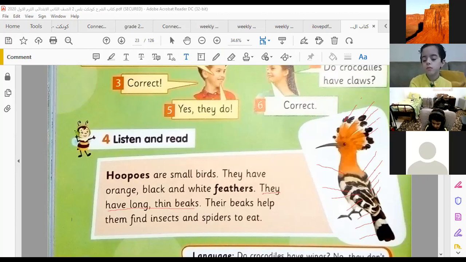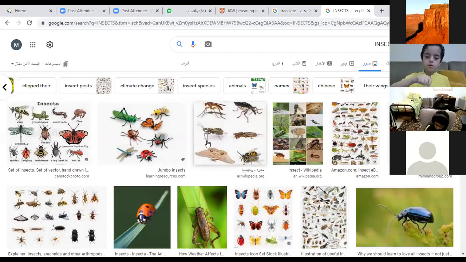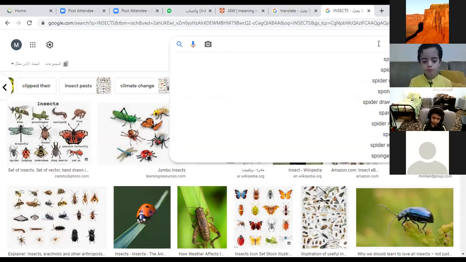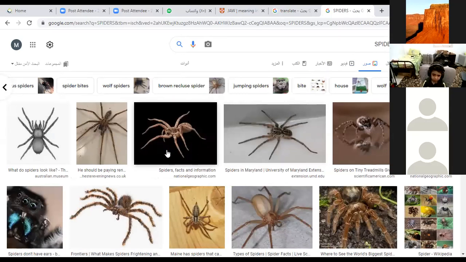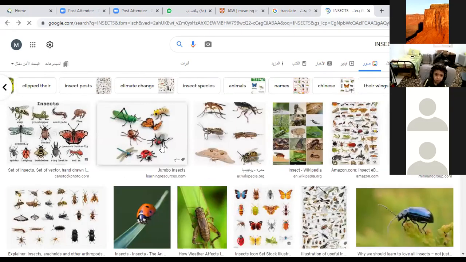What are insects, students? These are pictures of insects. Can you see these, students? What are they? Insects. What are they, Adam? Insects. What are they, Yahya? Insects. Good. Now let's look at spiders. What can you see now? Spider. That's the spider, and we saw the insects. These things are the food of the hobo. The hobo eats insects and the spiders.